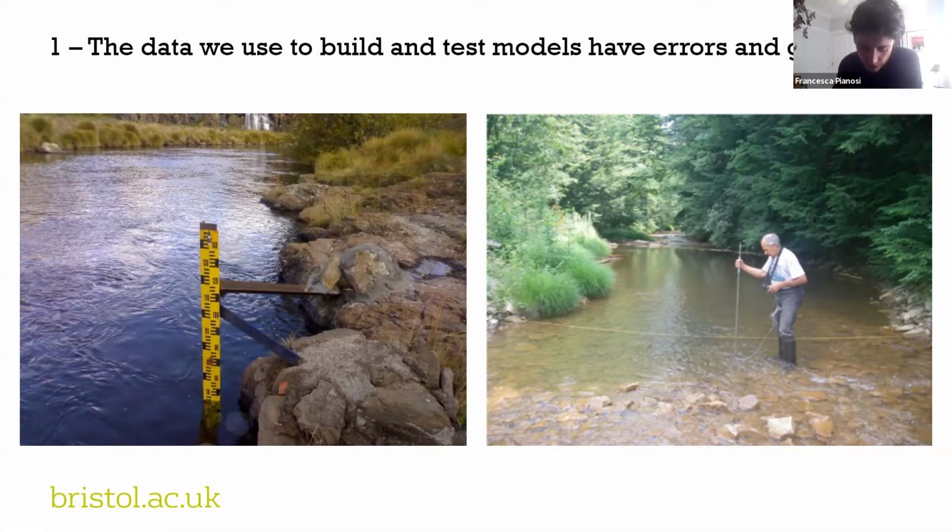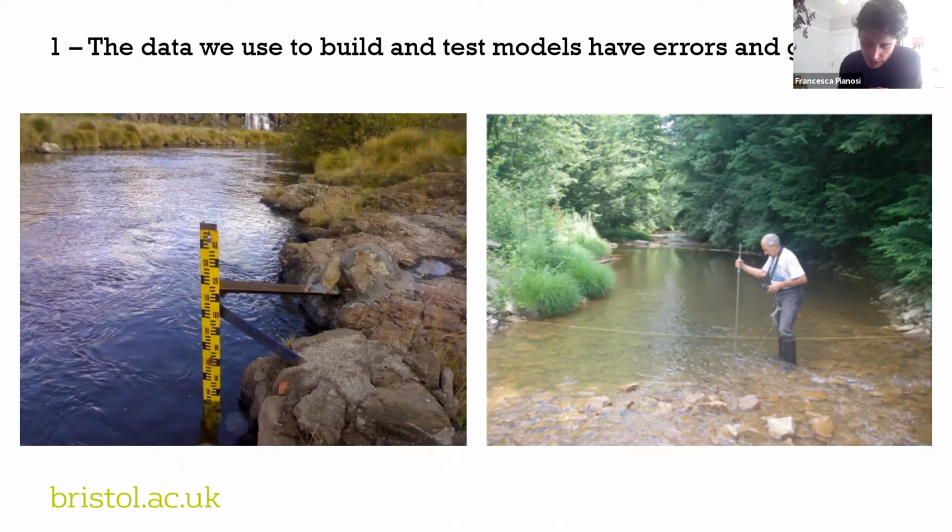For example, colleagues here in Bristol recently ran a study to look at the amount of error in river flow data in England and Wales, and they came up with numbers that range, depending on the place, between 20 up to even 40, 50% of error. And so when we use this data and feed it into our flood inundation models, essentially we really don't know how far off from reality we might be.